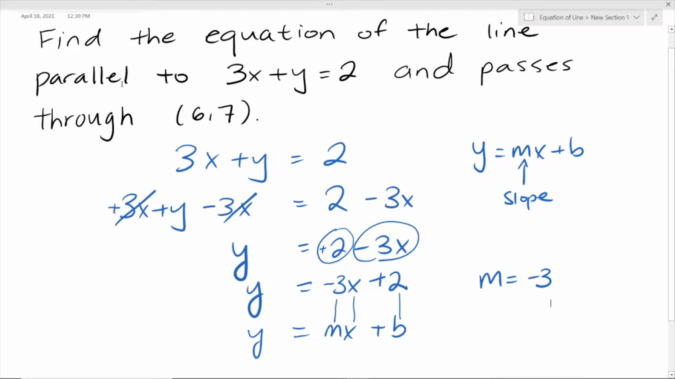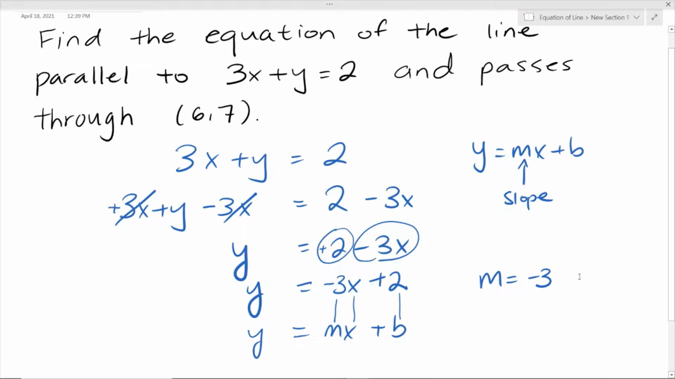Well, parallel lines, as mentioned before, have equal slopes. So the slope of the line that we're trying to find, which is parallel to this one, is the same as the slope of this line. They're the same line, we just rearranged the format of it. So the slope has to be equal.